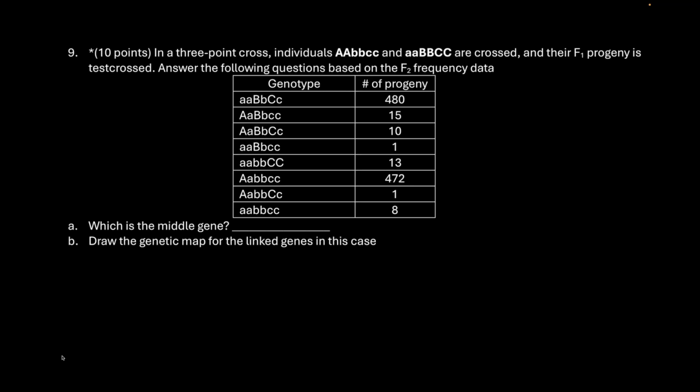Here's a more complicated example on a 3-point cross, because in this case the parents have somewhat of a trans orientation. So we have these two parents. If I look at the first parent, because we are saying that these genes are linked, this is what this parent looks like. The other parent, the first gene is recessive, the second and third are dominant.